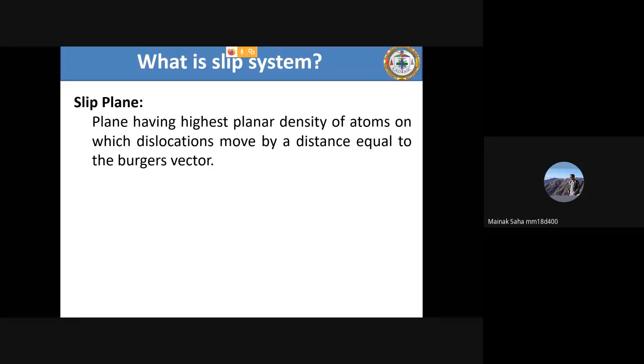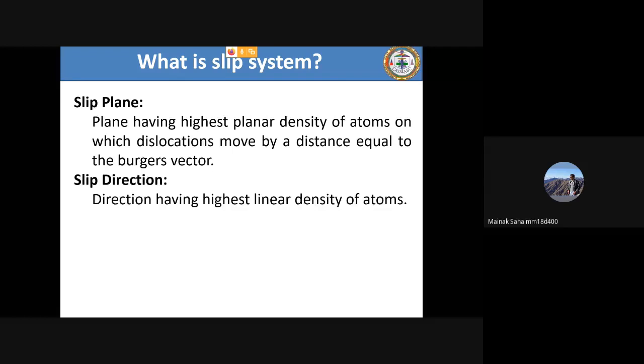Now once we have the slip plane, we also need to know about the slip direction, because this is another component required to describe the slip system. This direction is nothing but the direction in the slip plane, the most close packed plane, which has the highest linear density of atoms. I think you have been taught this in your class.